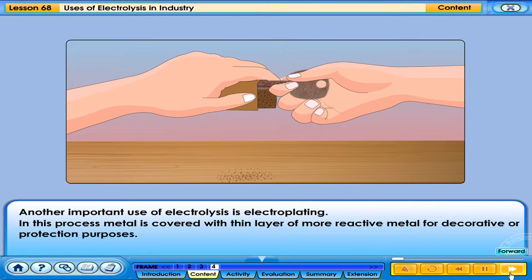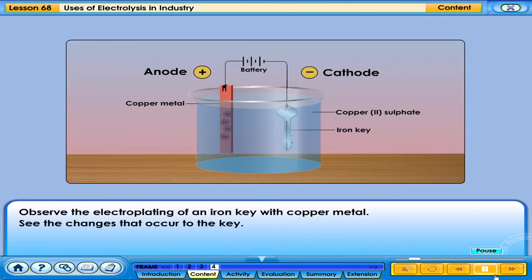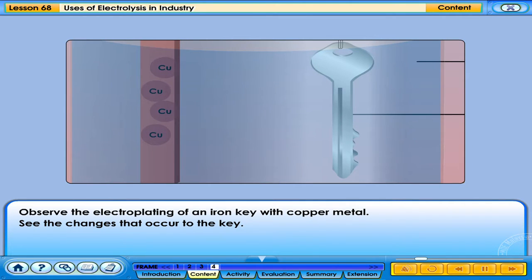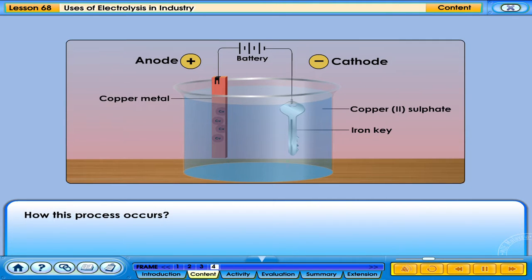Another important use of electrolysis is electroplating. In this process, metal is covered with thin layer of more reactive metal for decorative or protection purposes. Observe the electroplating of an iron key with copper metal. See the changes that occur to the key. How does the process occur?